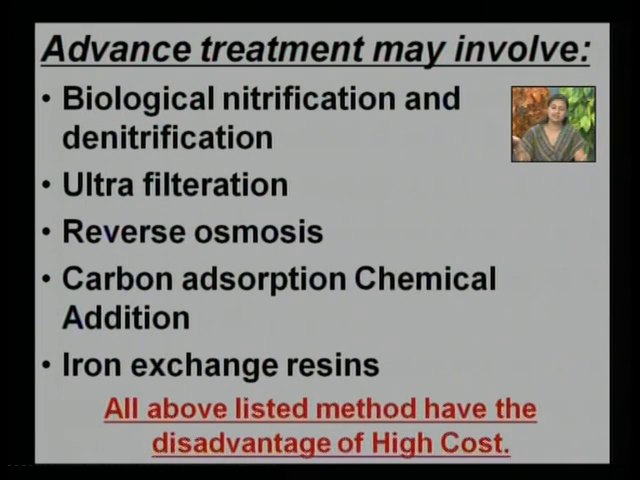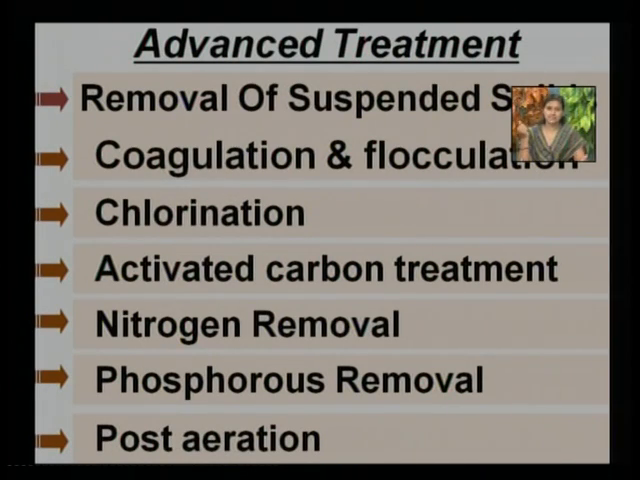So which are the methods that are widely useful for the industries? They are removal of suspended solids, coagulation, flocculation, chlorination, activated carbon treatment, nitrogen removal, phosphorus removal, and post aeration. Now, whatever suspended solids are there, they are removed as they are from the wastewater by floating, and that's why floating is one of the methods for the removal of suspended solids.